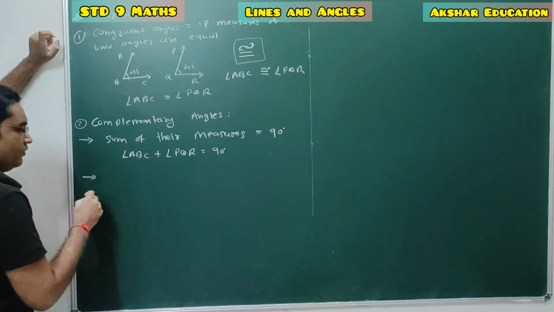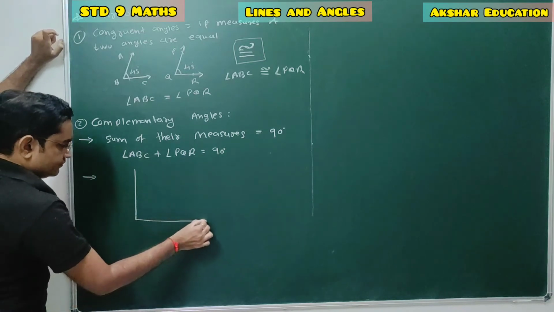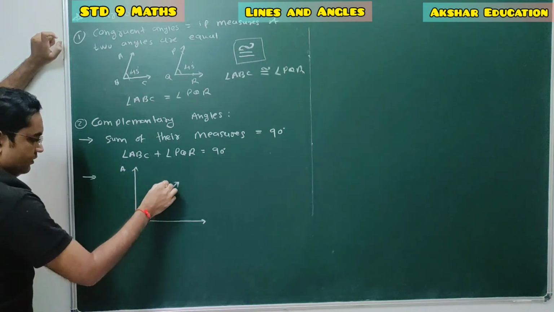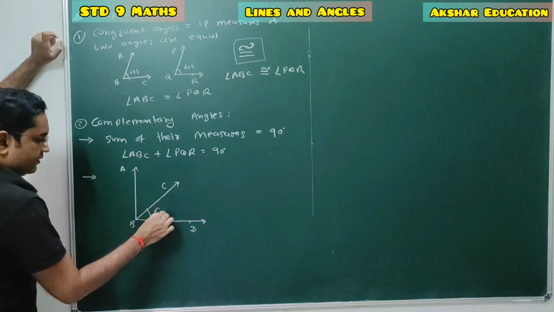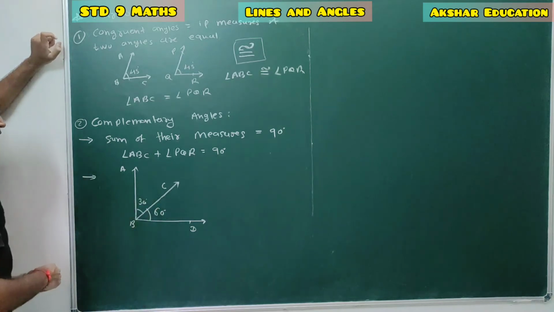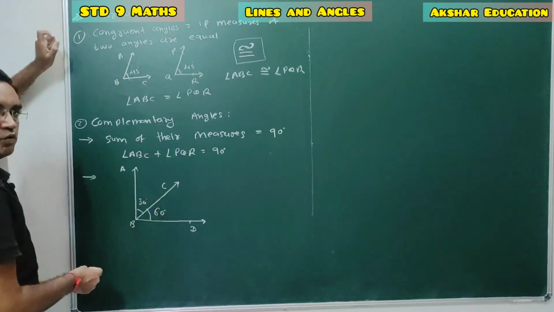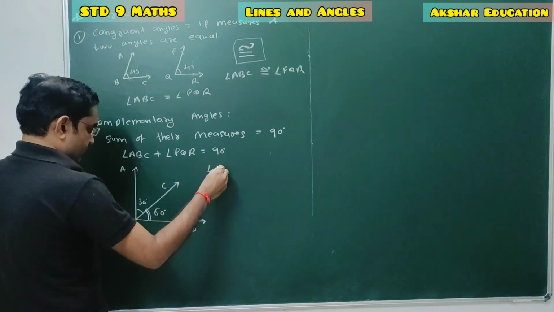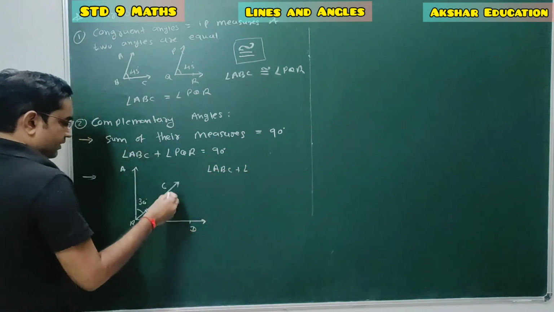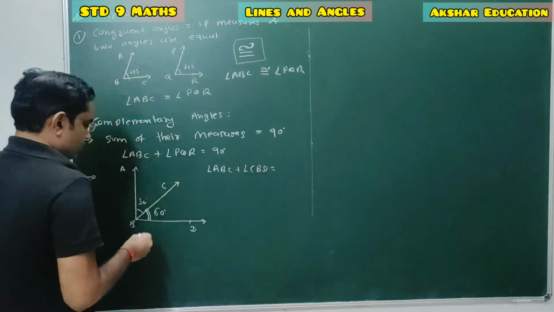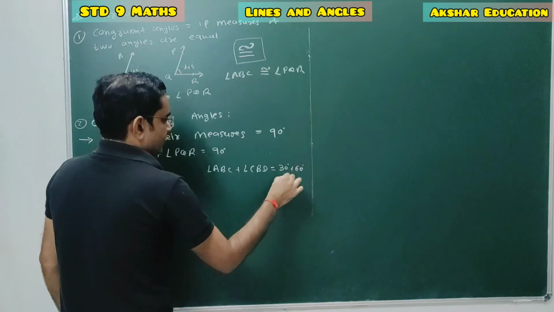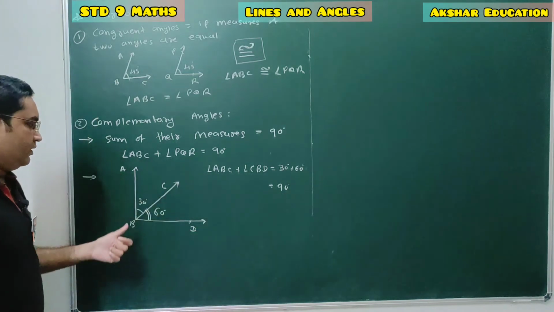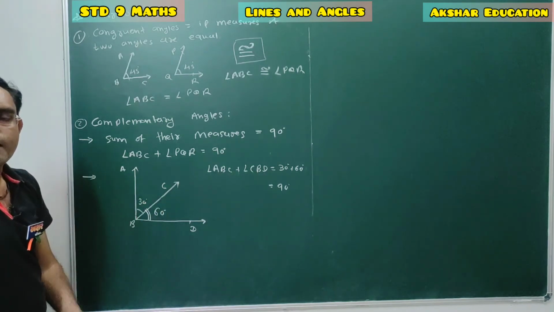For example, one more example, suppose I am drawing two angles like this: A, B, C and C, B, D. Suppose the measure of this angle is 60 degrees and the measure of this angle is 30 degrees. So the sum of the measures of angle ABC and angle CBD is 30 plus 60 degrees, which is equal to 90 degrees. Therefore angle ABC and angle CBD are complementary angles of each other.